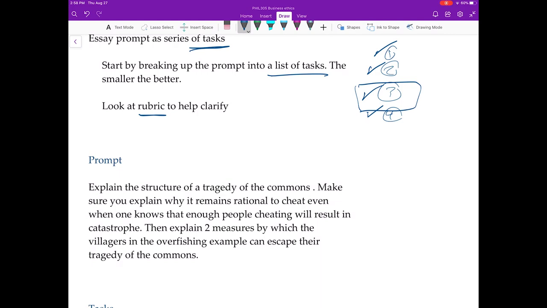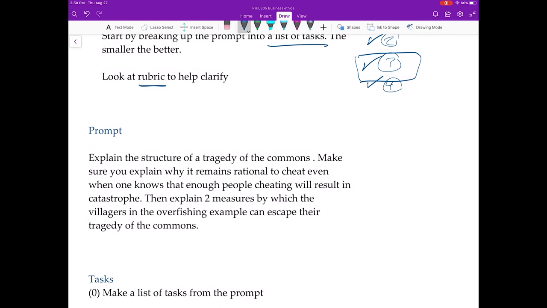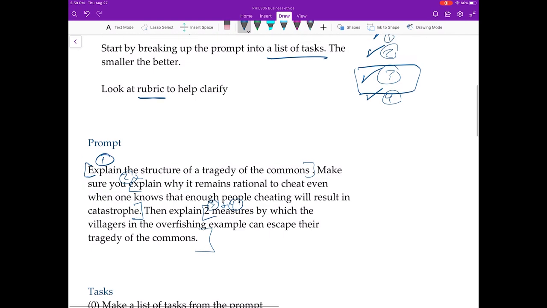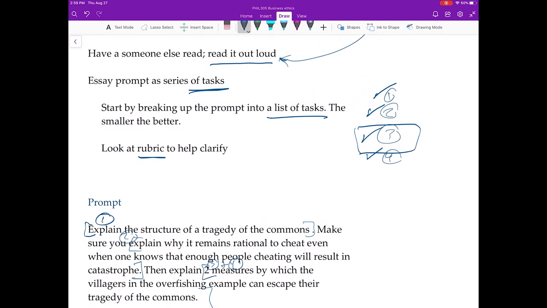So let's look real quick at our first essay assignment. So, okay, what's the first thing you need to do? Well, you need to explain the structure of the Tragedy of the Commons, right? Next thing you need to do is make sure you explain why it remains rational to cheat, even when one knows that enough people cheating will result in catastrophe. Okay, then you need to explain two measures by which the people in the fishing village can escape. All right, so that's four things that you need to do. You want to make sure that you, in some way, are able to check off each one of those before you turn the thing in.